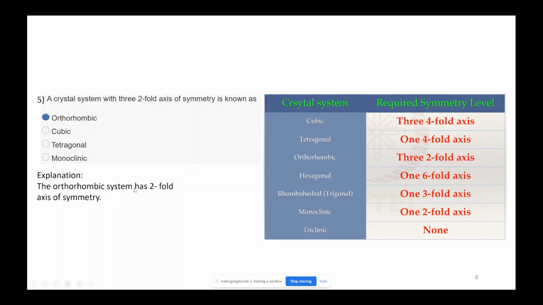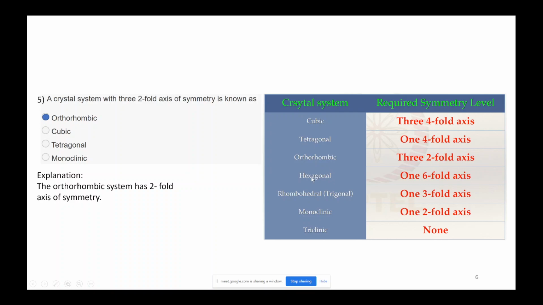So in case of orthorhombic system, it has two-fold axis of symmetry. In case of cubic, three four-fold axis symmetry will be there. So cubic is the most symmetric system and triclinic is the least. It doesn't have any symmetry. In case of tetragonal, it will be having one four-fold axis. In case of orthorhombic, three two-fold axis, which is the answer.